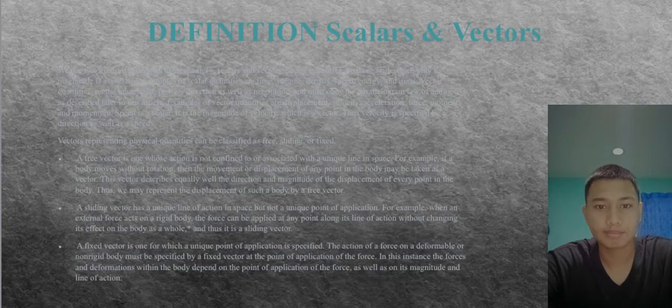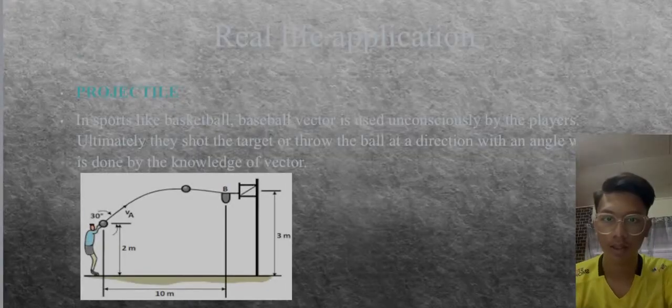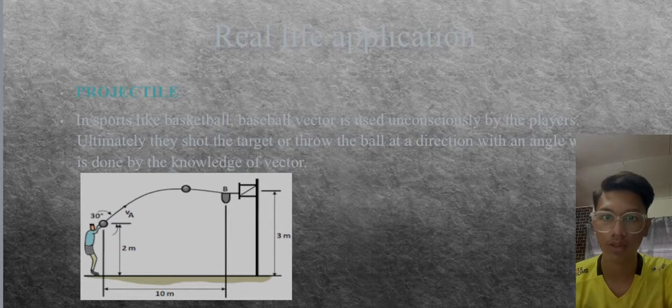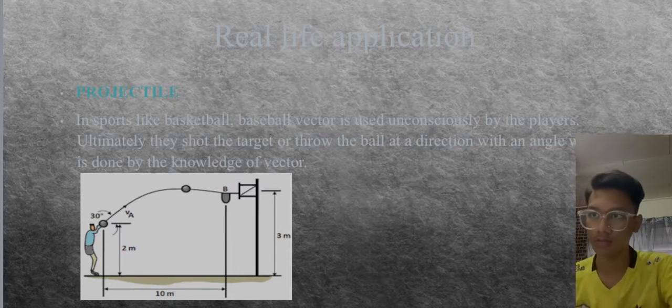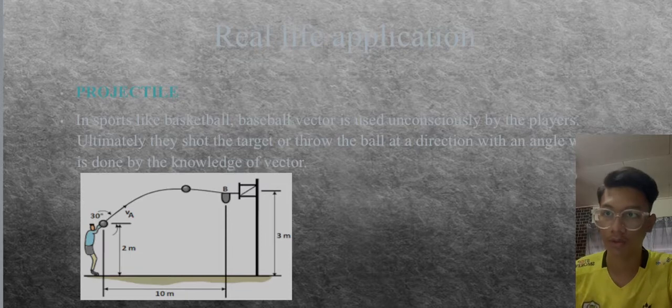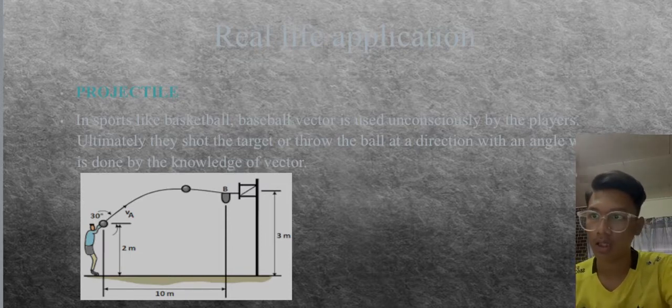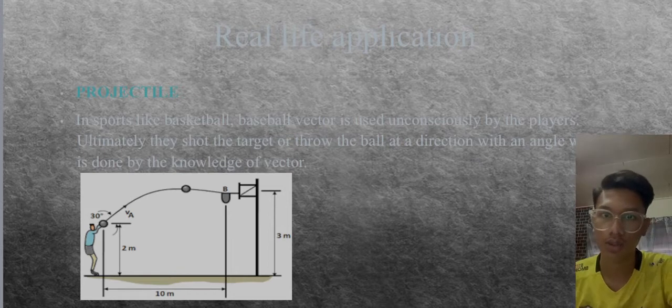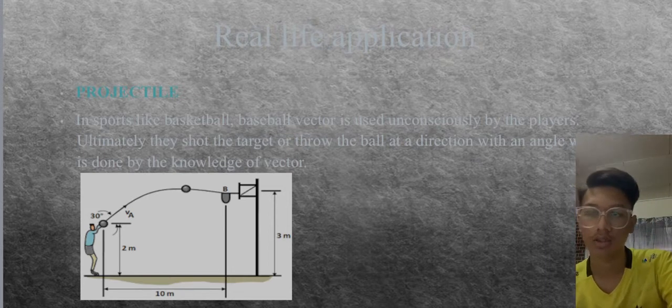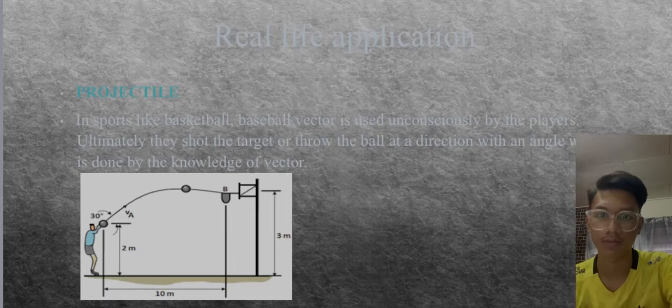Thank you. Hi, my name is Muhammad Alfiman Azizah. My matrix number is 01AKM21F1049. Today I want to talk about scalar and vector in real life application in sports like basketball and baseball. Vector is used unconsciously by the player. Ultimately, they shoot at the target or throw the ball in a direction at an angle, which is done by the knowledge of vector. Thank you.